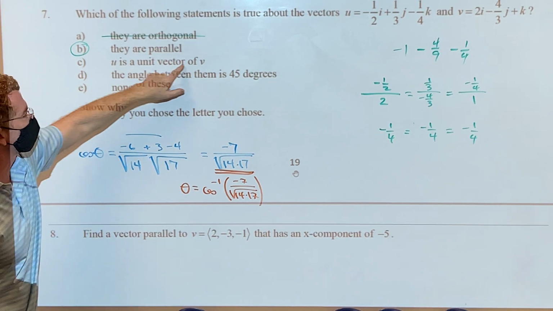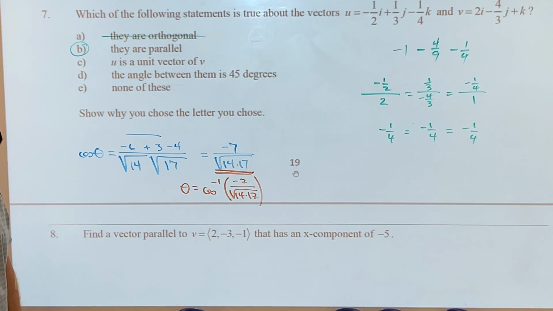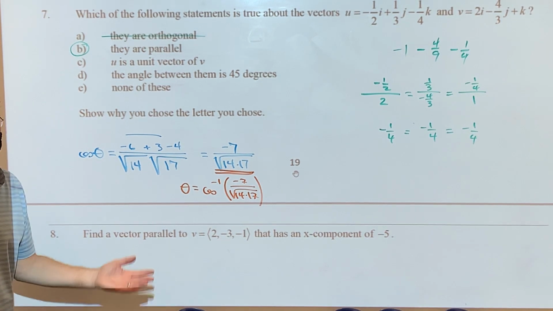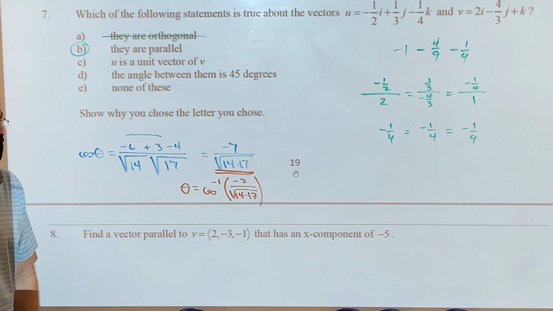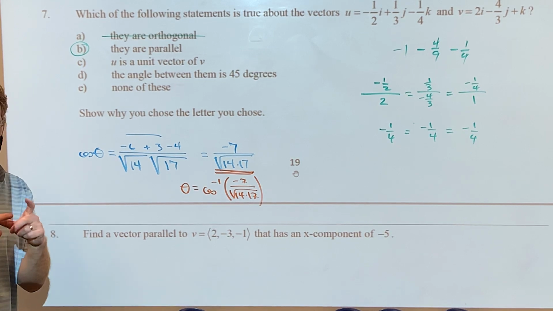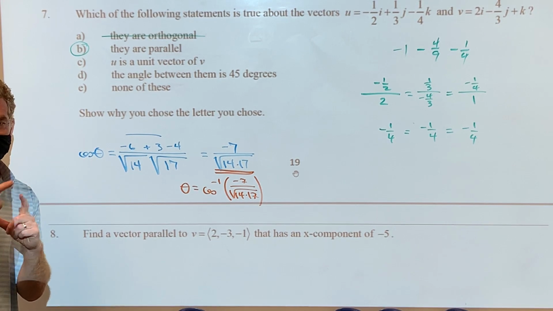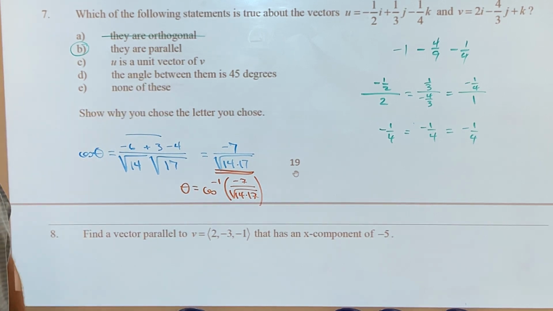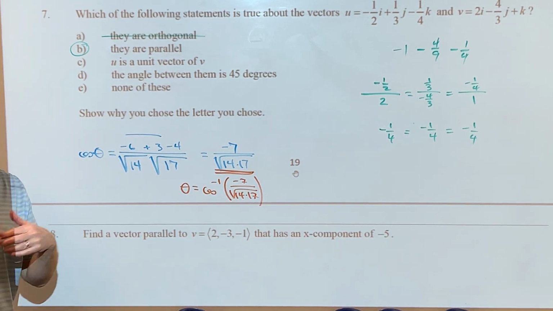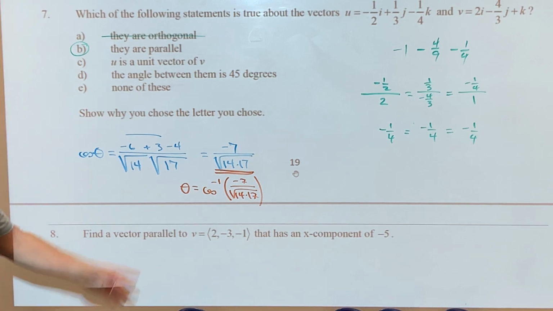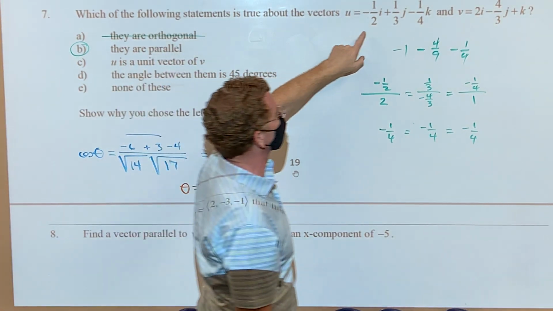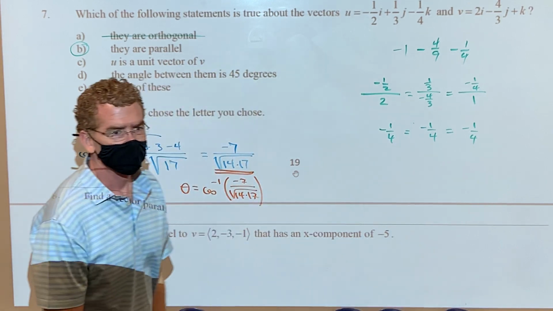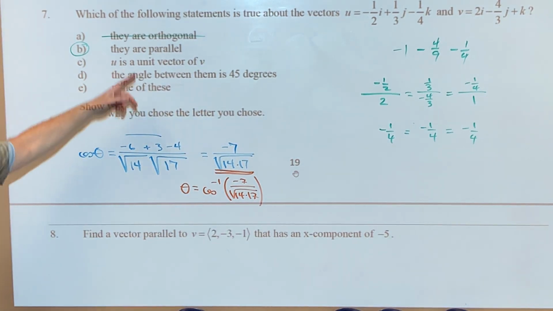U is a unit vector of V. Now, if they're going in opposite directions, I wouldn't say there's a unit vector, would you? Because a unit vector has to be going in the same direction. Are you with me? But anyway, actually, that's not true. I guess if I said unit vector in the same direction. So maybe, can I check to see if one is a unit vector of the other? What would I have to do to see if U is a unit vector at all?